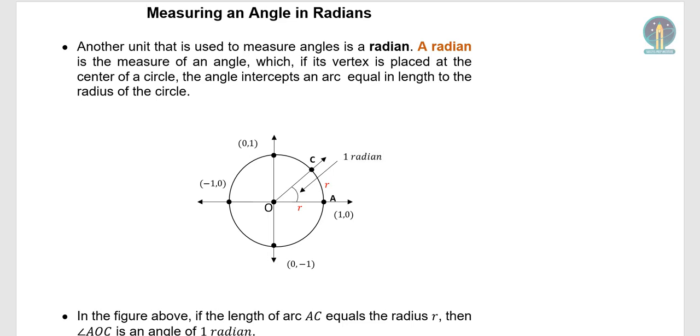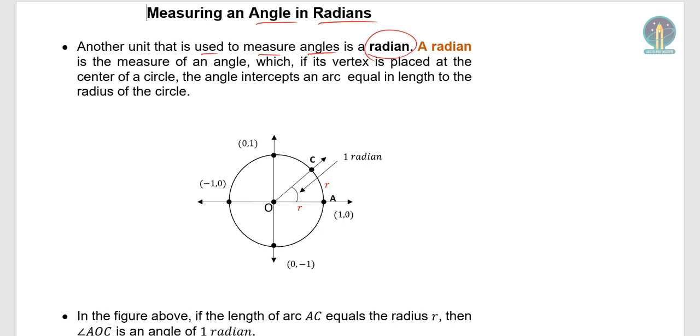Okay, in this concept, we're going to talk about measuring angles in radians. Now a radian is essentially another unit that is used to measure angles. We've been measuring angles in degrees thus far. Now we're introducing this new unit called a radian.